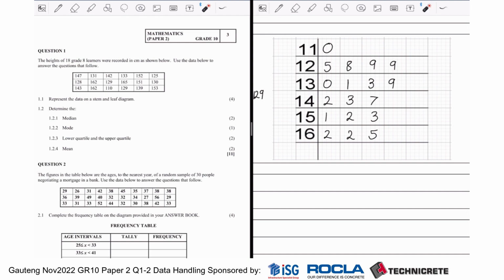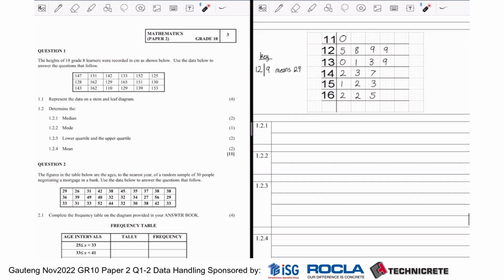And we've got to remember that when we've got two of the same number, like 129, we represent it twice, and the same here for 162. We had two of those, we represent this twice. And to make sure that we've filled in the stem and leaf diagram correctly, we can count that we've got the same number of numbers represented here as we had in the table. So we were told there was 18. So we can count 1, 2, 3, 4, 5, 6, 7, 8, 9, 10, 11, 12, 13, 14, 15, 16, 17, 18.